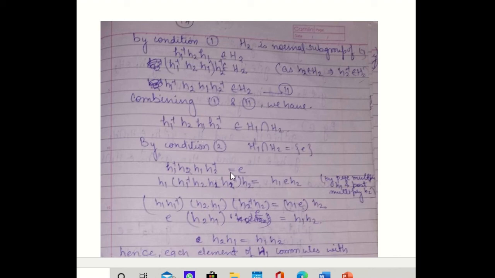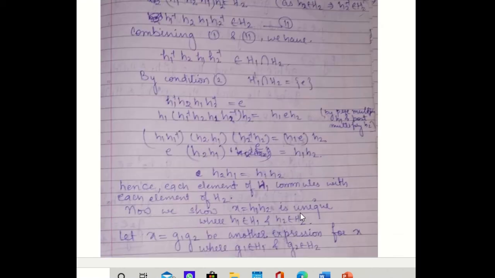So by pre-multiplying by h1 and post-multiplying by h2 on both sides, and using associativity, this will be equal to h1 h1 inverse h2 into h1 into h2 h2 inverse, and this is h1 e into h2. So this will be equal to identity, and this will also be equal to identity. So we get e into h2 h1 into e is equal to h1 h2.